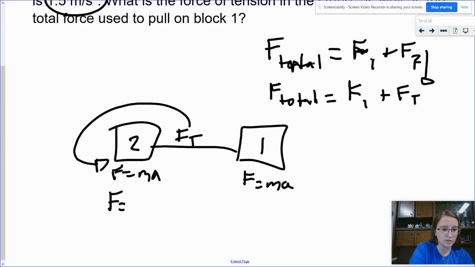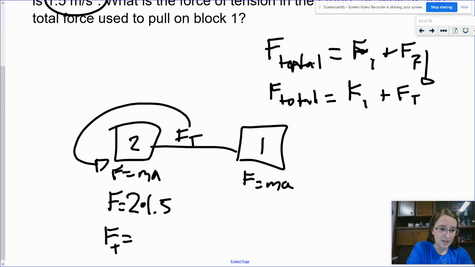So force equals the mass of block 2, which was 2. If you look back to the question, the acceleration is now 1.5. So now this force tension, or again for block 2, is going to be 3 newtons. So that's our first answer. The force required to pull block 2 is the force of tension in the string.